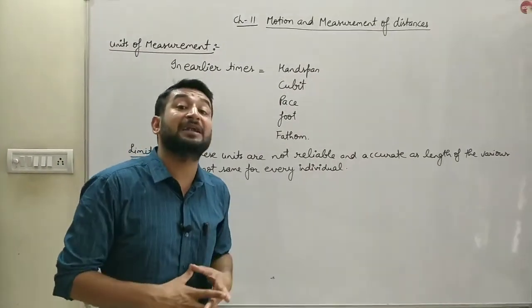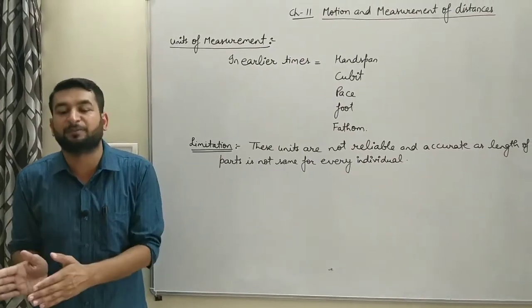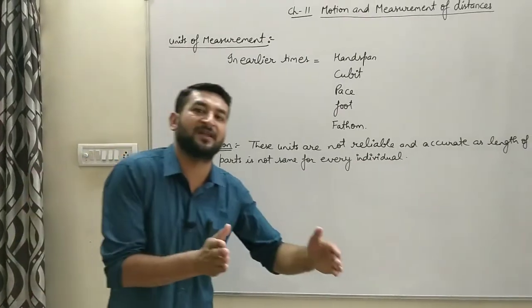Why is it not reliable and accurate? Because the hand span varies from one person to another person. Hand span of every person is different from another person.